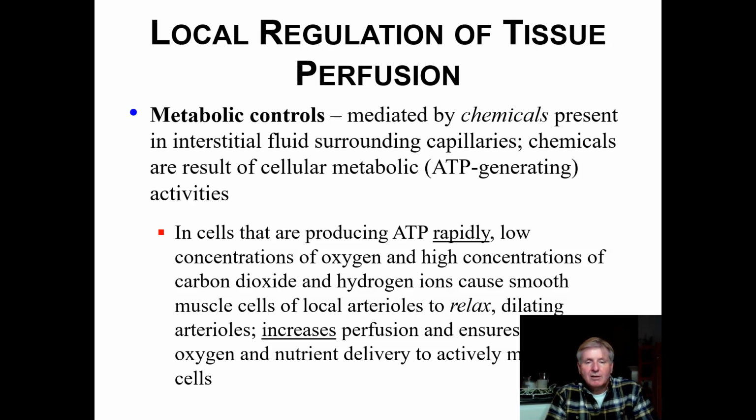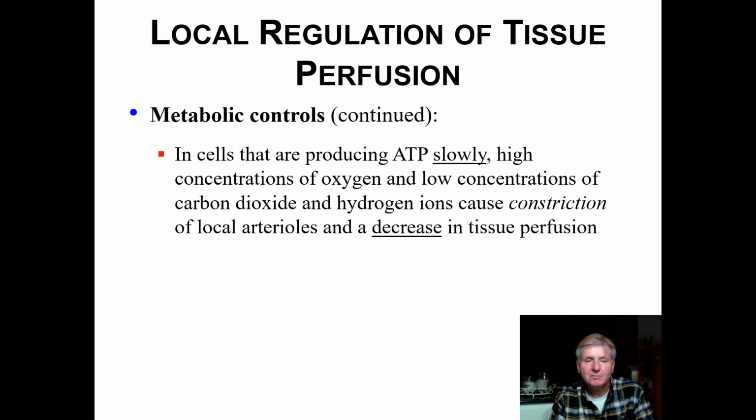So in cells that are producing ATP rapidly, like actively contracting skeletal muscle, low concentration of O2 and high concentration of CO2, carbon dioxide, and hydrogen will cause smooth muscle cells of the arterioles to relax, dilating the arterioles, which increases perfusion, and that ensures you have enough oxygen and nutrient delivery to your actively metabolizing cells. In cells that are at rest or producing ATP slowly, you'll have high concentrations of oxygen and low concentrations of CO2 and hydrogen, and they cause constriction of those local arterioles, and thus a decrease in tissue perfusion.